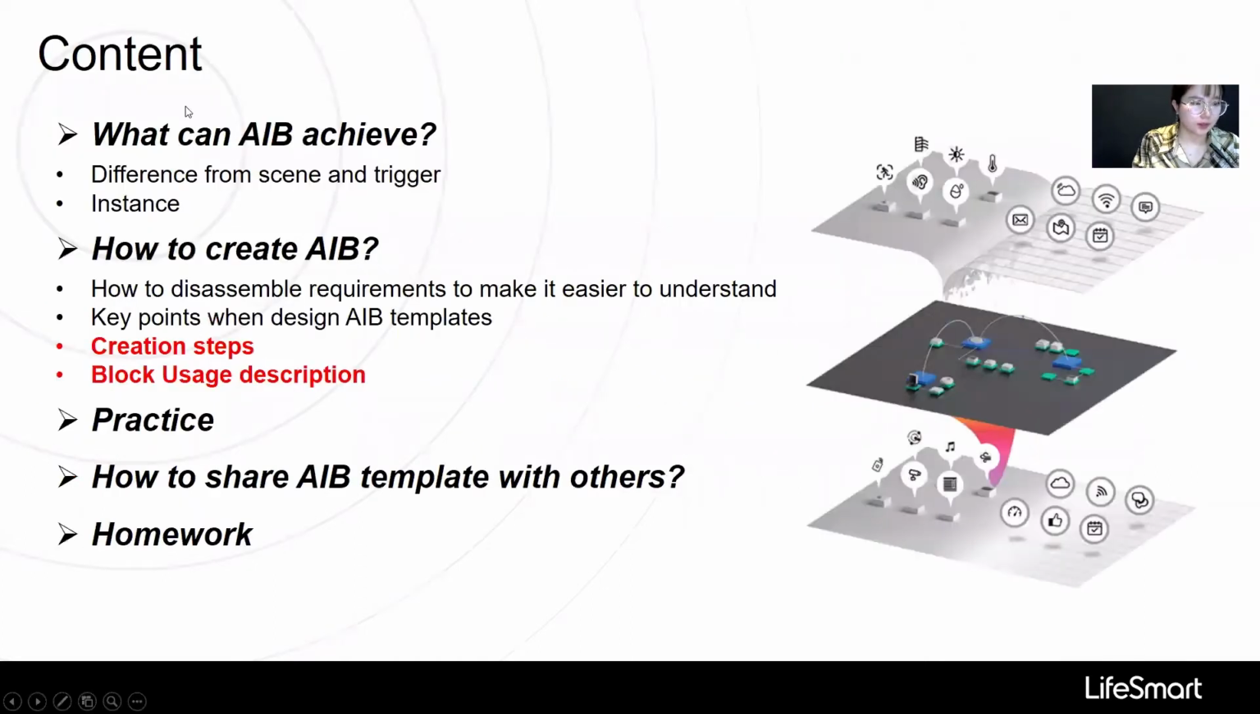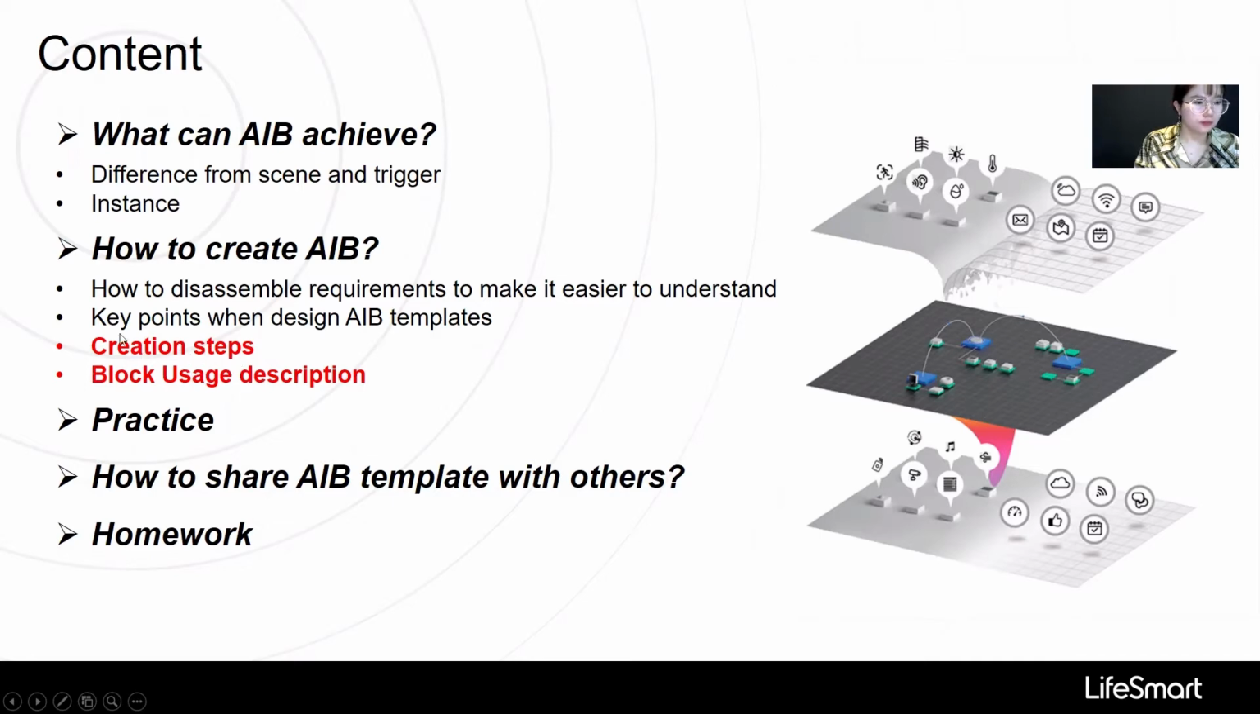And next, today's content includes 5 parts. What can AIB achieve, and the difference from scene and trigger. And also how to create AIB, which is the most important part. First, disassembling the requirements to make them easier to understand. And next, the key points when designing AIB templates. And next, the creation steps and the block usage description. These two are the most important.